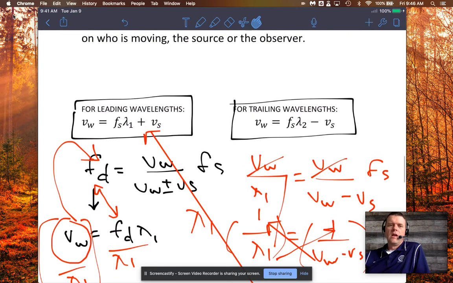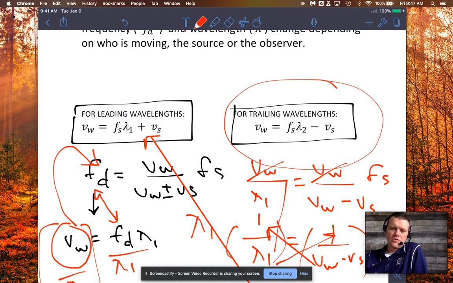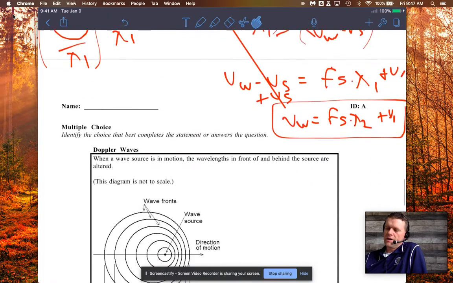All right, and if we do the same thought process, but we do it for trailing wavelengths, we get this expression here. Okay, so both of those can be really useful, and I'll just show you quick how we can use one of them, and then I'll let you guys practice some of these.